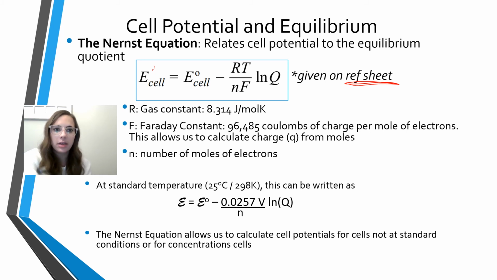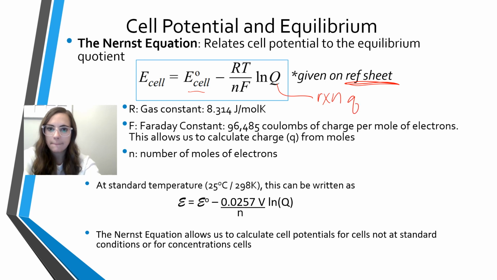And that is calculated by taking the standard cell potential minus RT over NF times the natural log of Q. Wait, what is all of that? Well, remember, Q is the reaction quotient, which we calculate just like K, so products over reactants raised to their coefficients.